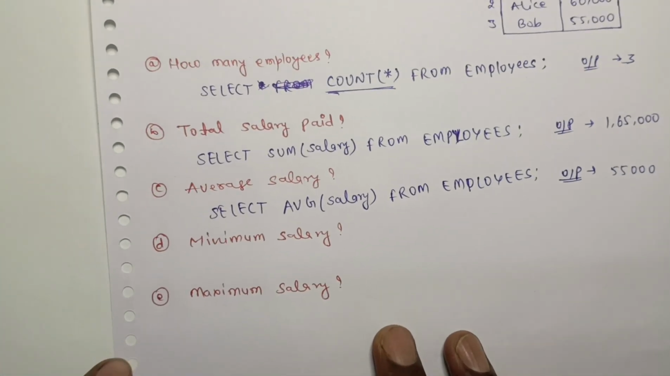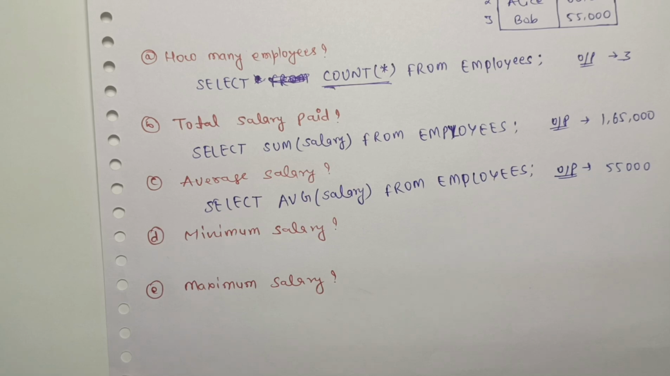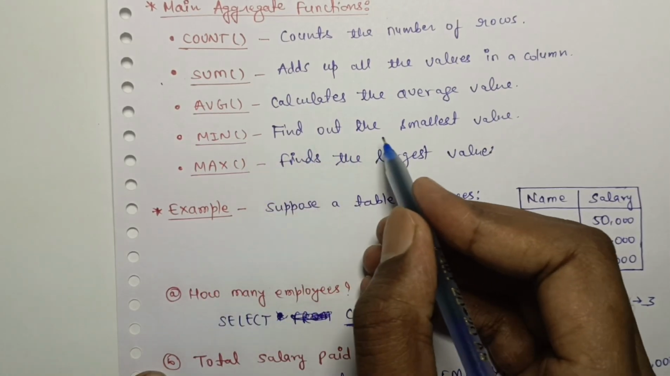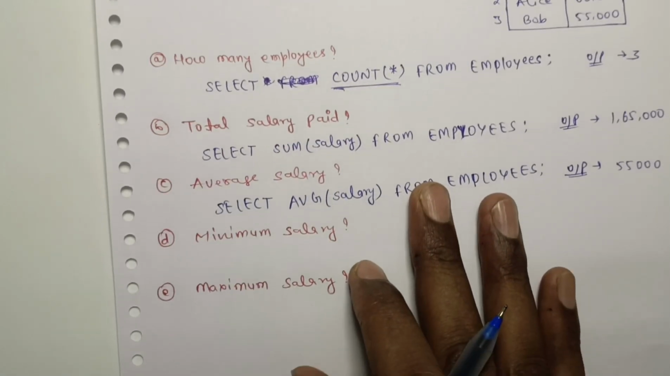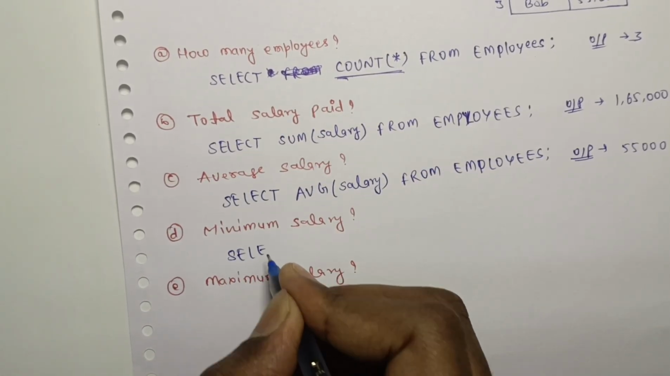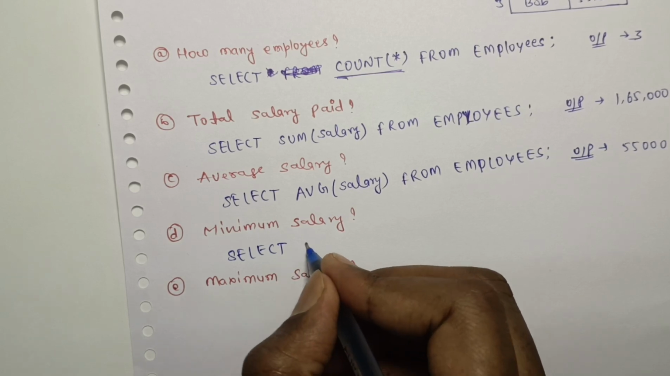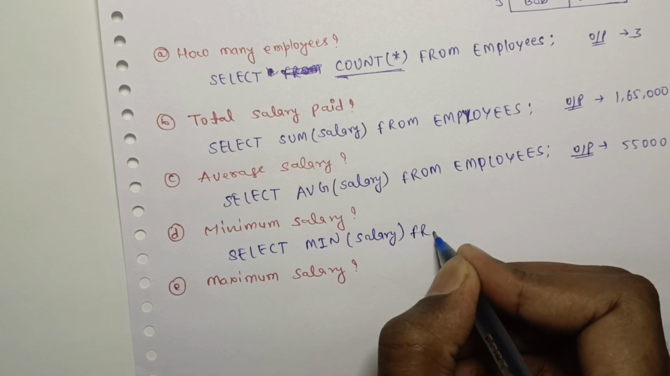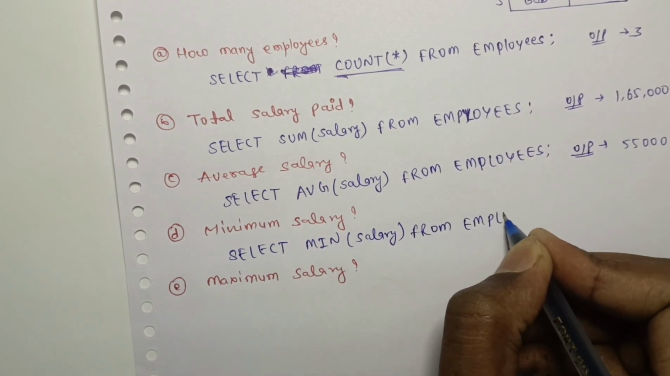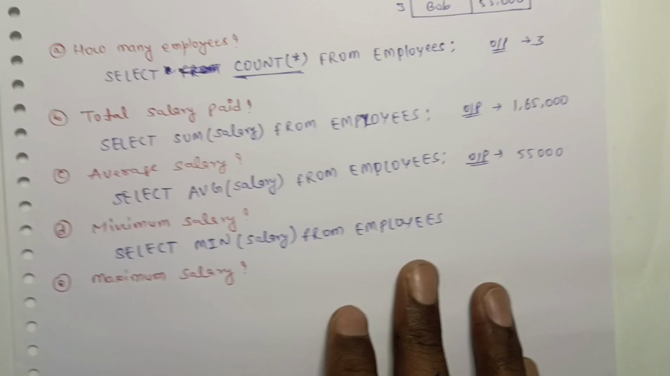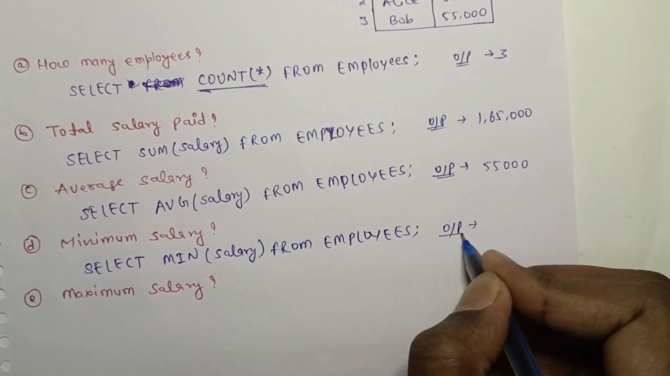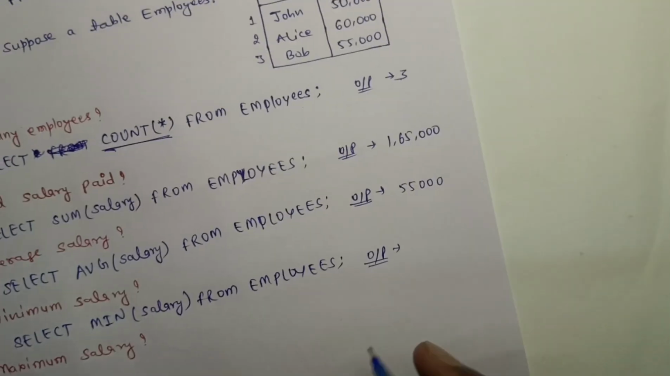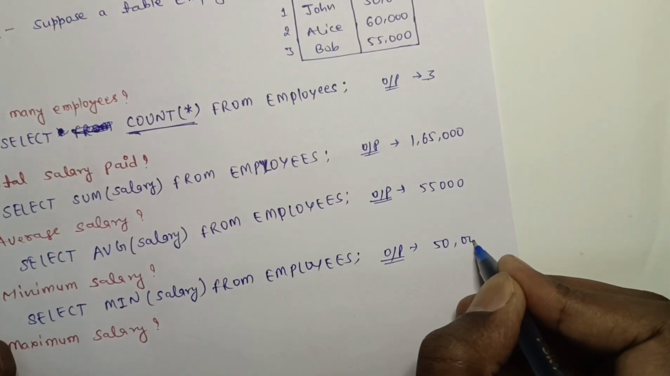So the next question is, what will be the minimum salary? For finding out the minimum salary, we use the min aggregate function for finding the smallest value. So we write select min salary from employees, and what will be the output of this? The lowest or smallest value, the minimum value in this table is 50,000. So our result will be 50,000.